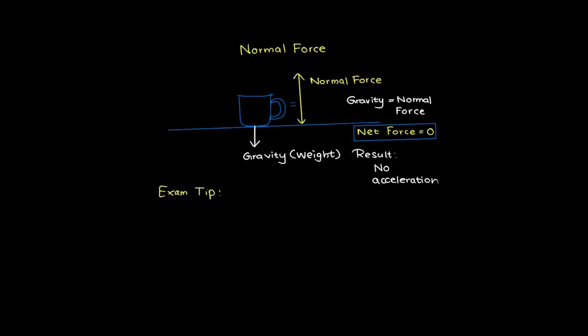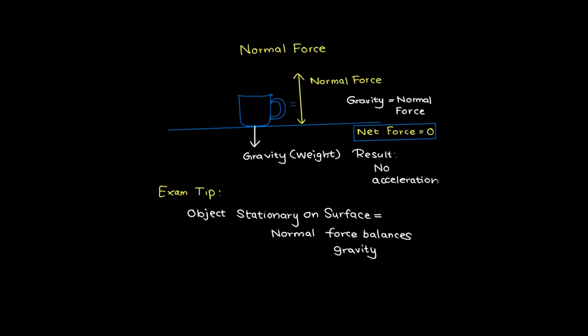Here's a WGU C165 OA exam tip for you. When an object is stationary on a surface, the surface provides normal force balancing gravity. Look for phrases like "remains stationary" or "does not move" as signals for balanced forces. Quick recall hook: table pushes back. Surfaces exert normal force equal to weight.